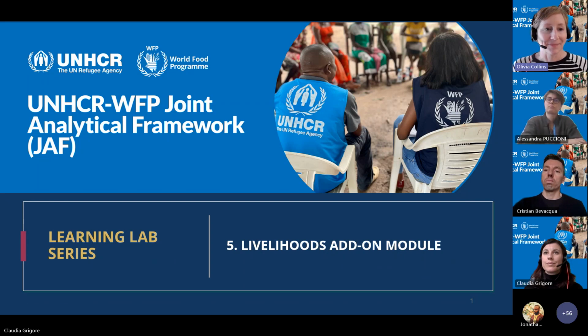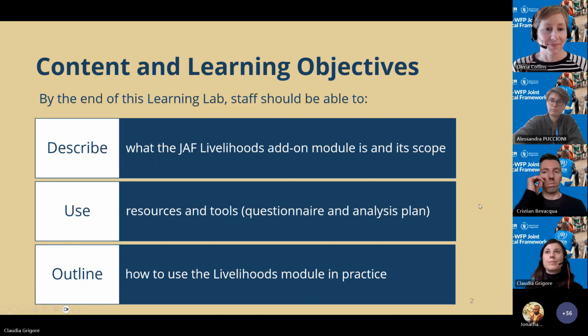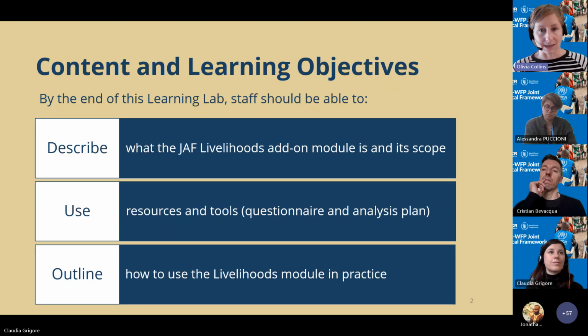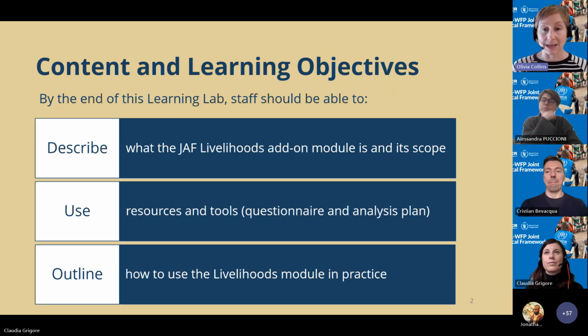Next slide, please. So content and learning objectives. By the end of this learning lab, over the next 45 minutes, you should be able to describe what the JAF Livelihoods add-on module is and understand its scope. Use the resources and tools which we're going to be presenting today. There's a questionnaire and an analysis plan. And you should be able to outline as well how to use the Livelihoods module in practice, in the contexts in which you work.